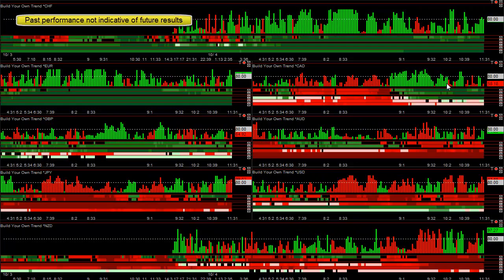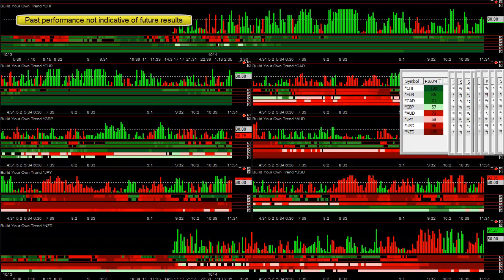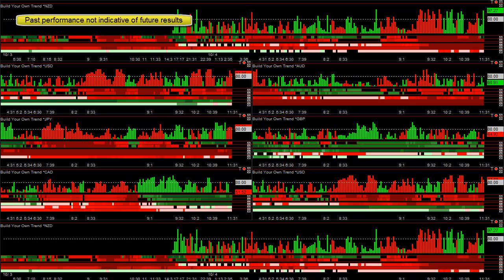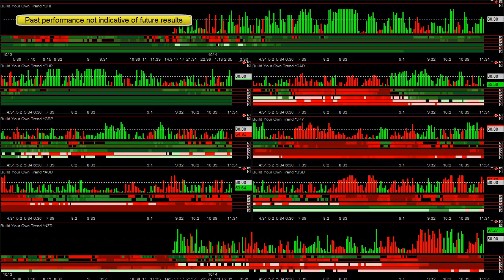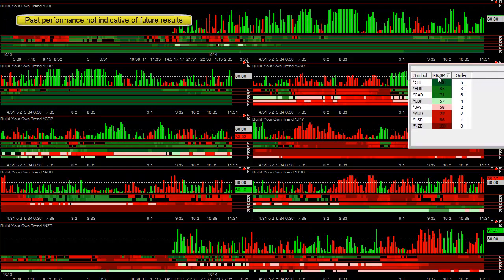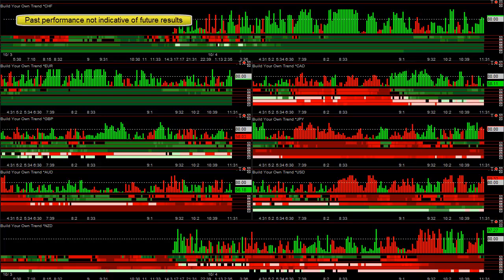So if you use our sortable currency meter, you can see, let me just sort that again real quick. The Swiss, Euro, and CAD are the three strongest right now. The Australian, dollar, and New Zealand are the weakest. We have the real-time trend strength on the top. Underneath that we have the 15-minute trend, hourly, daily, weekly, monthly.